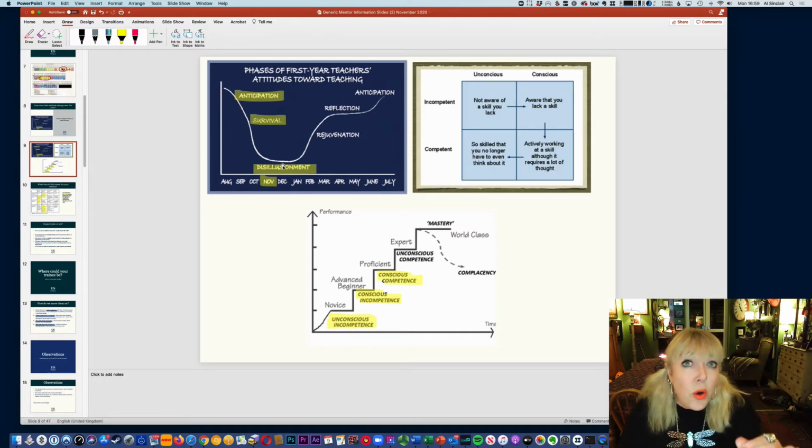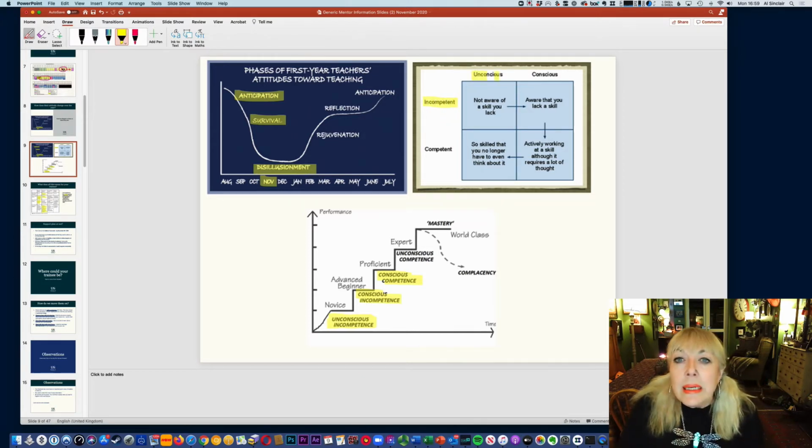Now, our job and their own job, they've got to fight their way out of this disillusionment paper bag. It's not just going to happen for them. Our job is to help move them forward. Now, I really like this particular model where currently a lot of trainees are incompetent.